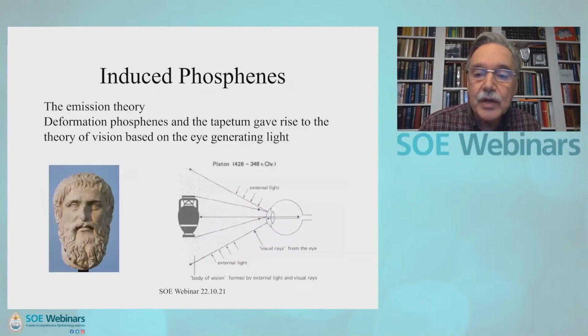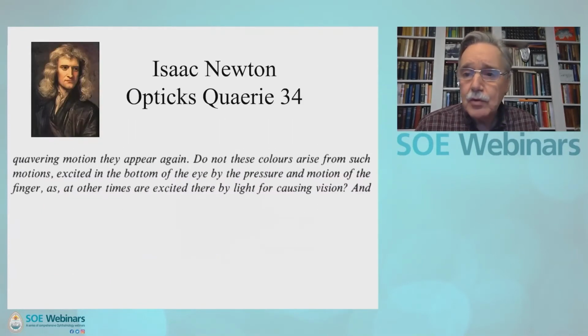These were very important historically because they were used as evidence that the eye can actually emit light. And the emission theory of light, which was based on the idea that the eye emitted light, dominated thinking in Western medicine and philosophy for centuries. Newton, of course, realized that this was not right, and that what your finger was doing to the retina was just simulating what light did.